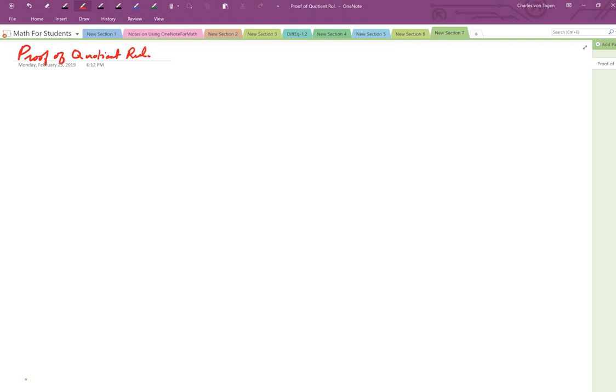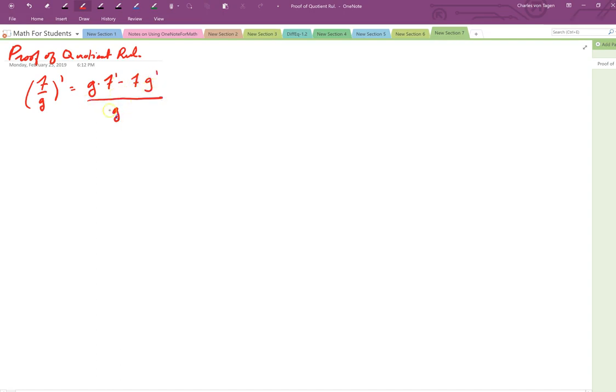Okay, I'd like to go through a proof of the quotient rule. Remember that the quotient rule says that the derivative of f divided by g is equal to the bottom function times the derivative of the top, minus the top function times the derivative of the bottom, all over the bottom function squared. So let's suppose f and g are differentiable on some interval.